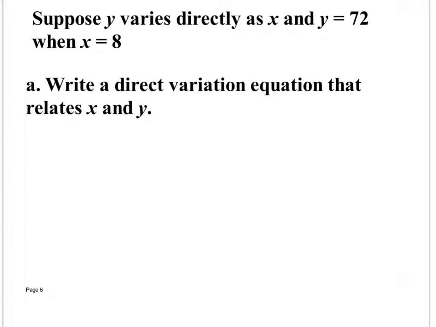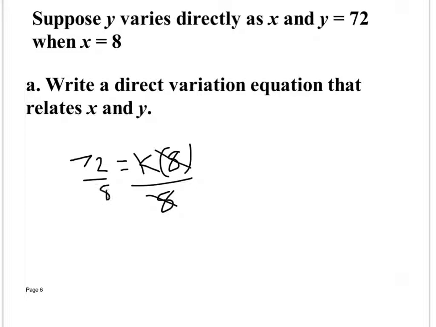So the first thing I do is replace y with 72. K is what I don't know, but I know what x is, and that's 8. So this is what I've got so far. I need to figure out what k is. So k times 8 equals 72. What does k have to be? We have to divide both sides by 8. K equals 9. So now I can write a direct variation equation, and that's y equals 9x.